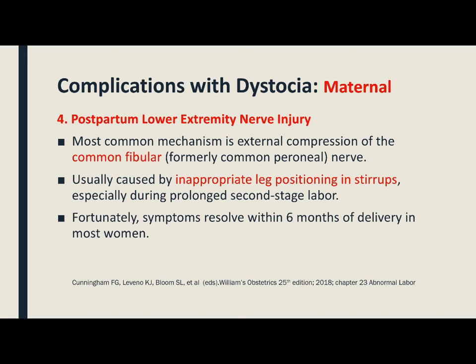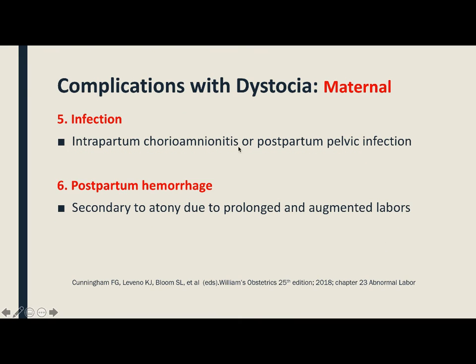Next maternal complication is postpartum lower extremity nerve injury, and the most common mechanism is external compression of the common fibular, formerly common peroneal nerve. And this is usually caused by inappropriate leg positioning in the stirrups, especially during a prolonged second stage of labor. Fortunately, symptoms of lower extremity nerve injury resolve within 6 months of delivery, especially with the help of physical therapy. Other maternal complications can include infection, intrapartum chorioamnionitis, or postpartum pelvic infection, and postpartum hemorrhage, which is secondary to atony due to prolonged and augmented labors.